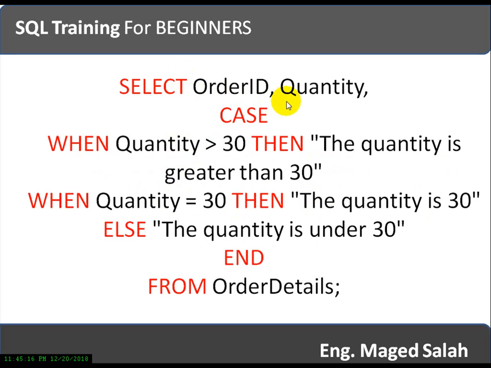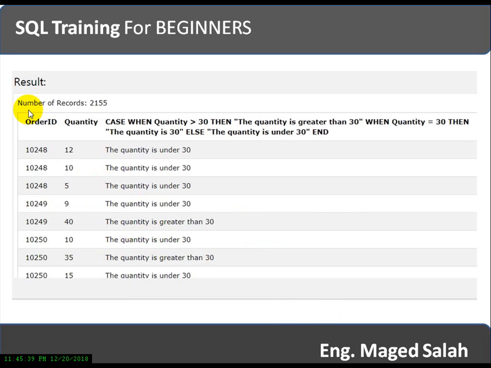SELECT OrderID, Quantity, CASE WHEN Quantity > 30 THEN 'The quantity is greater than 30' WHEN Quantity = 30 THEN 'The quantity is 30' ELSE 'The quantity is under 30' END FROM OrderDetails. Number of records: 2155, as we see.